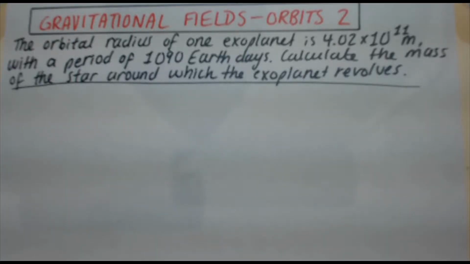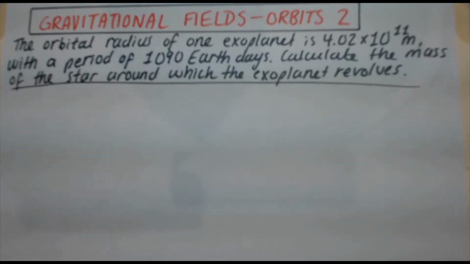Guys, welcome back to another gravitational fields problem on orbits. The orbital radius of one exoplanet is 4.02 times 10 to the 11 meters, with a period of 1090 Earth days. Calculate the mass of the star around which the exoplanet revolves.